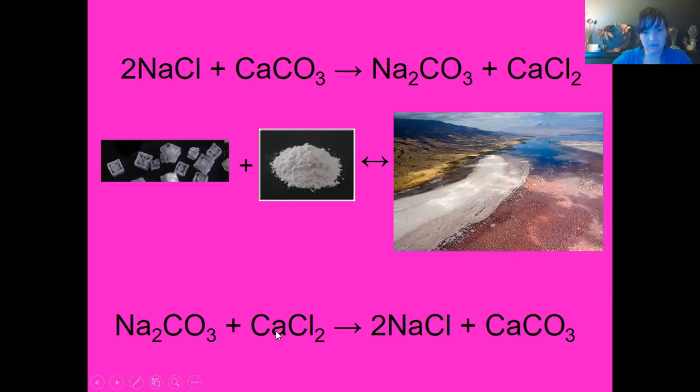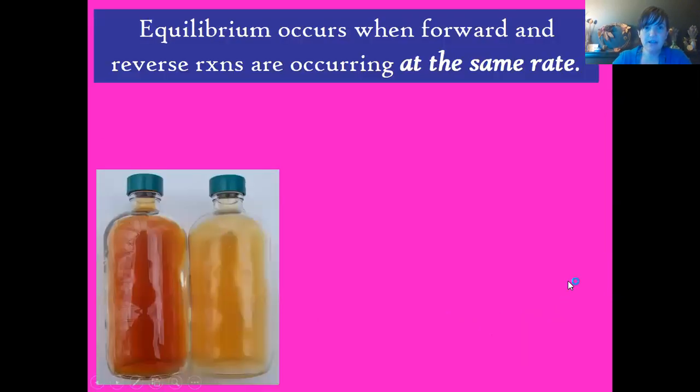Sodium carbonate and calcium chloride can make sodium chloride and calcium carbonate. So equilibrium, we've talked about a couple times this spring. That's when a forward and a reverse reaction are occurring at the same time and at the exact same rate. So it's like it's going forwards exactly as fast as it's going backwards. So to us humans, it doesn't really look like a reaction is happening anymore. It looks like the reaction has stopped, when in fact it is still going forwards and backwards, but just at exactly the same speed.